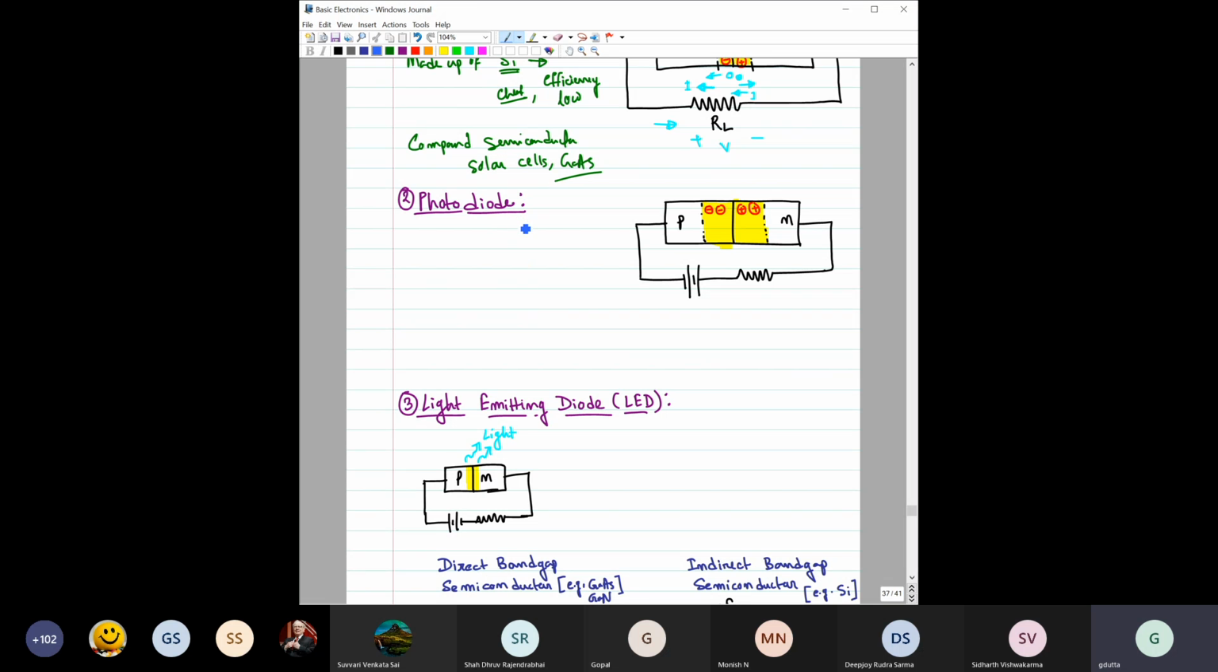Photodiode operation is almost similar to that of the solar cell, but the only difference is that the photodiode is also called a photodetector. So maybe I should write it here. Photodetectors.